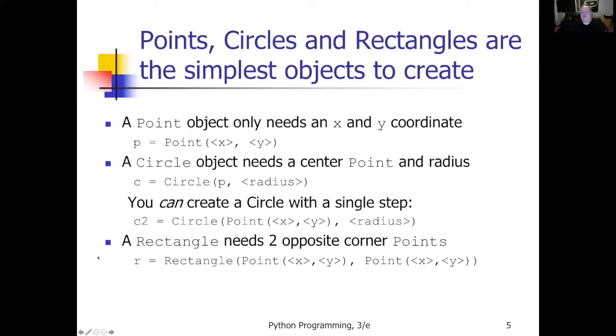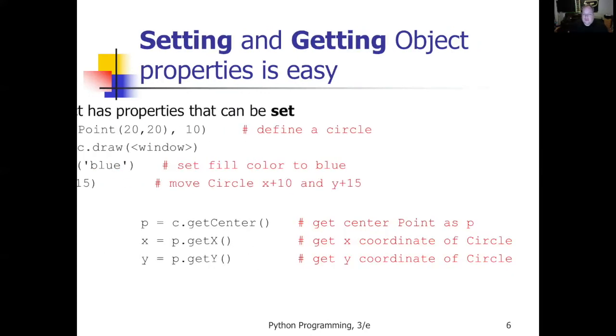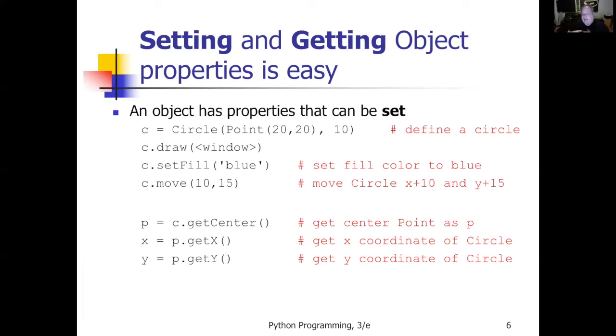I strongly encourage you when you create rectangles to always define them as upper left corner, lower right corner. The reason why I recommend that will become more clear later in the semester, but if you stick to that standard, upper left corner, lower right corner, it's going to make some of your programming tasks later on a little bit simpler if you always know where those corner points are.